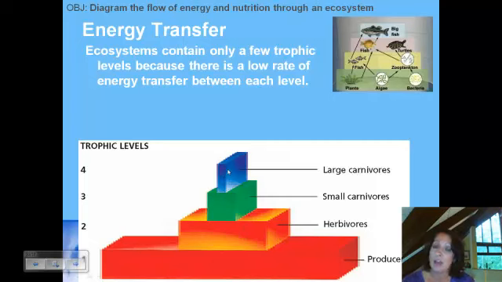As a result, we don't see tons and tons of trophic levels. You're never going to see like 10 trophic levels. 4 is pretty standard. 5 would be rare in a system, just because there's not enough energy to sustain a larger organism up here that's going to be eating from this level of the food chain. So that is our first objective: diagram the flow of energy and nutrition through an ecosystem using food webs and food chains, and showing the different trophic levels.